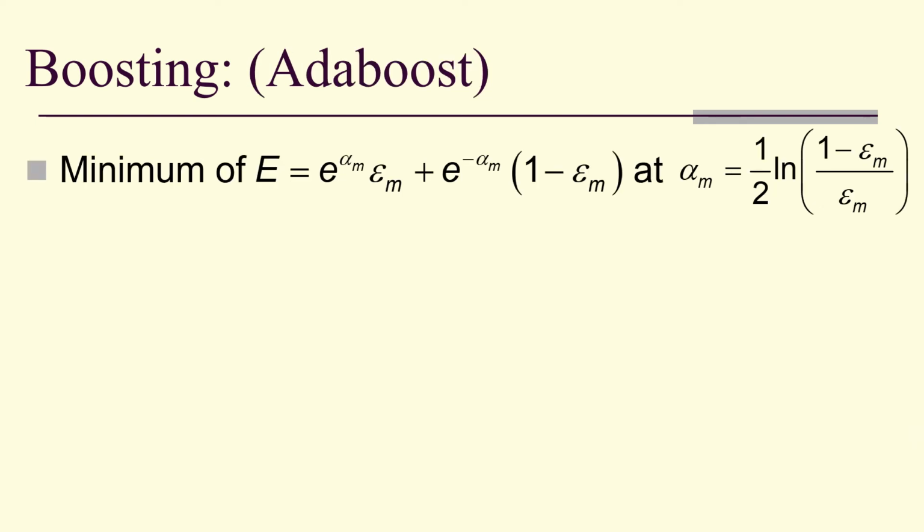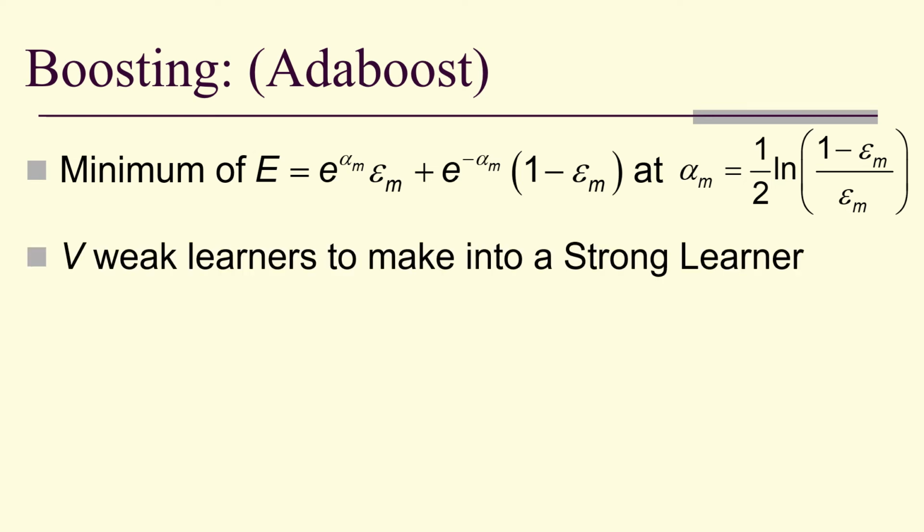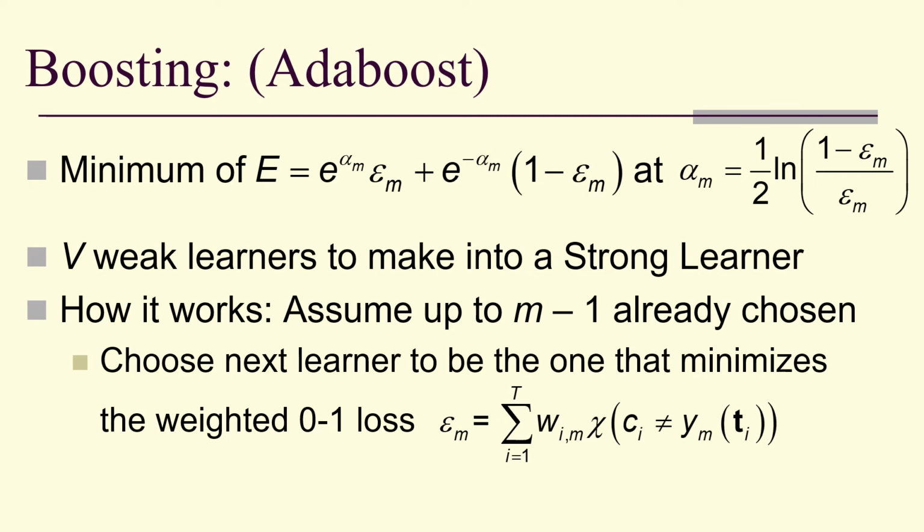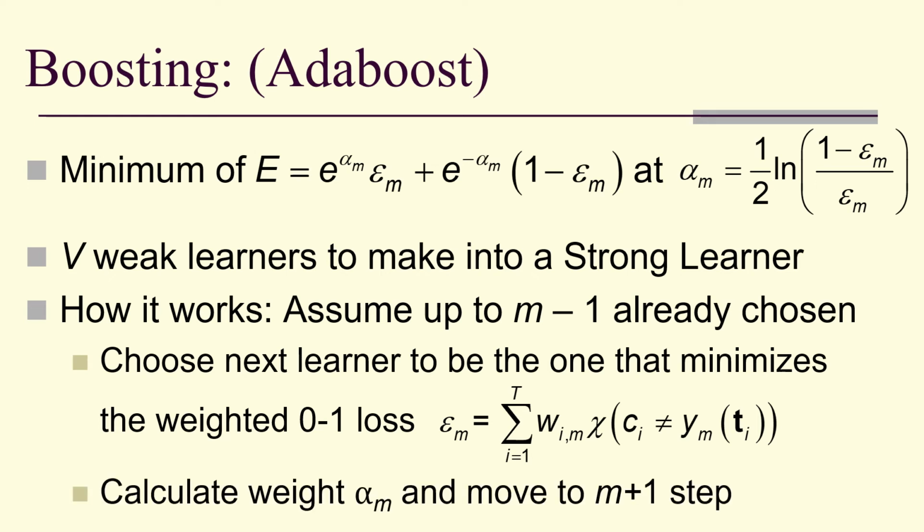Now the minimum of e occurs when alpha sub m is 1/2 the log of 1 minus epsilon sub m over epsilon sub m. And now we know how to make weak learners into a strong learner. We assume that we've already done that up to m minus 1, and then to choose the next learner, we choose the one that minimizes this weighted 0-1 loss. Epsilon sub m equals the sum of w sub i m times the chi of this condition of a mismatch. You calculate alpha sub m once you know epsilon sub m, and then you can figure out what the next learner needs to be.